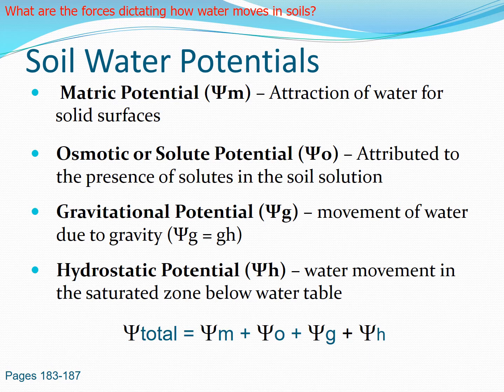Gravitational potential is the movement of water due to gravity, and this occurs under saturation. That's important to know. Gravitational potential occurs when water is saturated. Hydrostatic potential is water movement in the saturated zone below the water table. So this is deep, deep in the ground and something that we don't usually study in soils. The total water potential is a sum of all of these things.